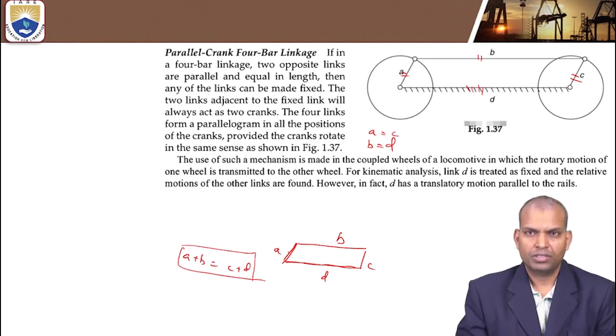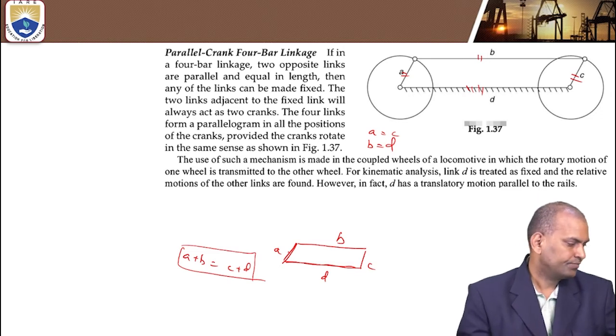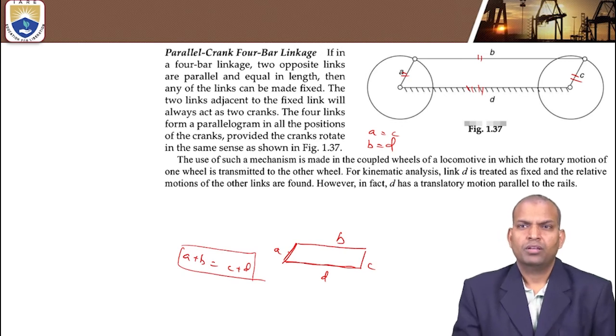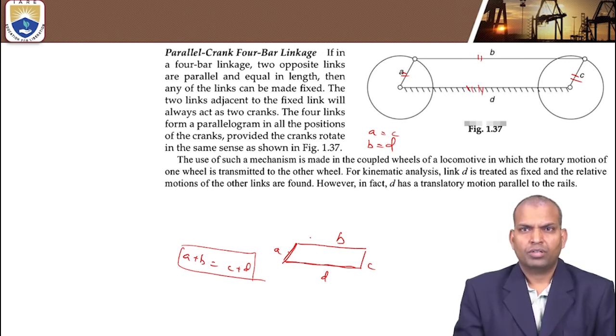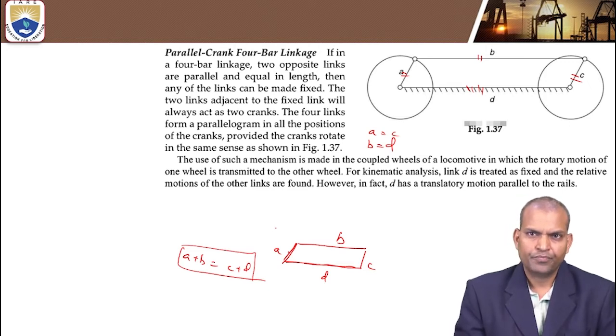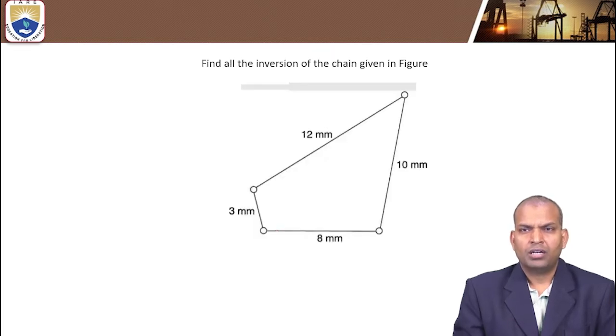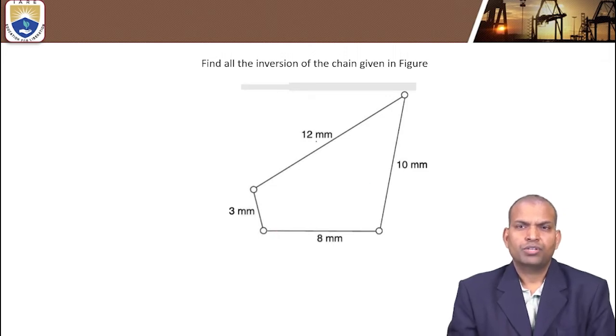Okay, we covered the 4-bar chain linkage. Very important from the examination point of view. Now, in order to find out the degree of freedom, we can apply Grubler's criterion. And I would like to mention here how to find out the inversions of this chain by using Grashof's Law. Very important question, how to find out.